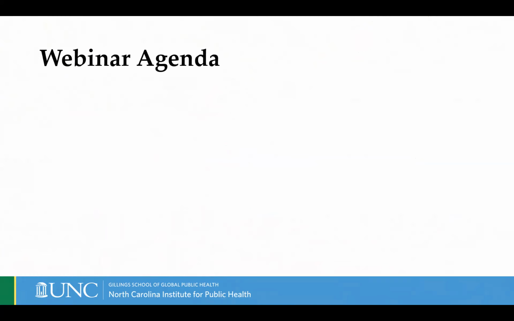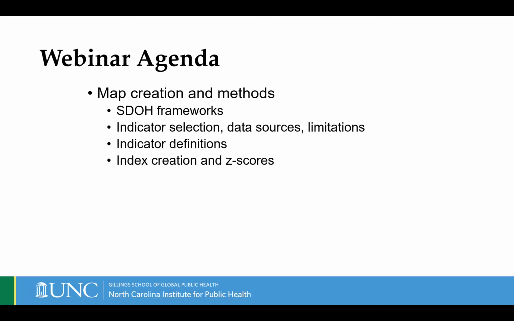The training today will cover map creation and methods, including social determinant of health frameworks, indicator selection, and definitions and index creation. Training will conclude with a demonstration of the story map, covering basic navigation and how to use the information and interpret the index and indicator values.